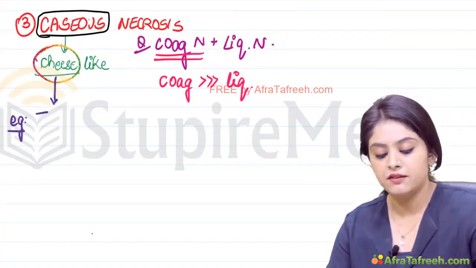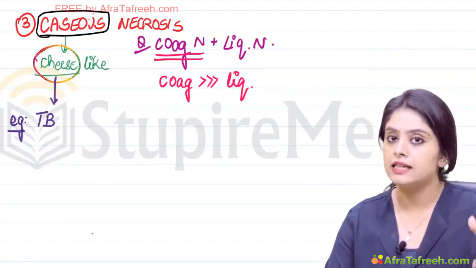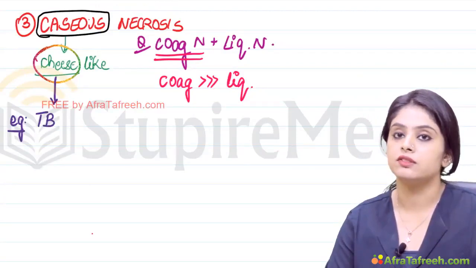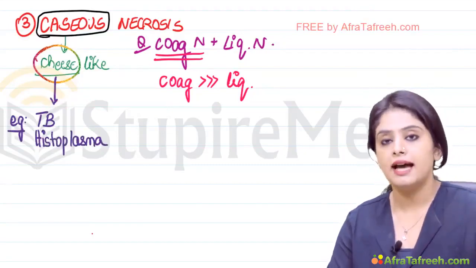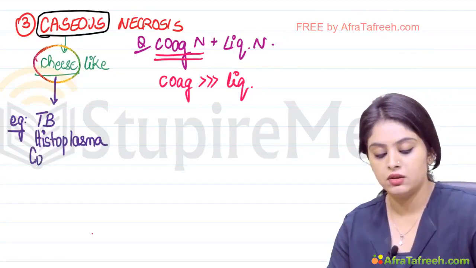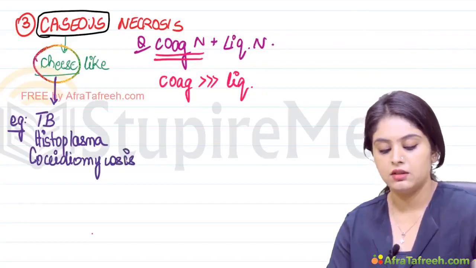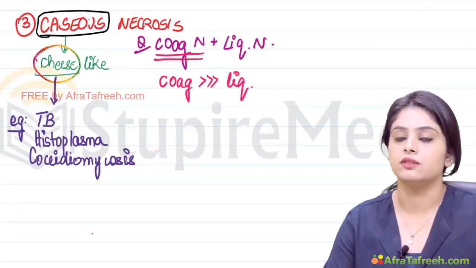This is seen in a very important infection, that is tuberculosis. In our country, in our setup, a very important infection, tuberculosis. Other than that, it is also seen in histoplasmosis, so with histoplasma infection, and it is also seen in coccidioidomycosis. Now these are a few examples where we will see caseous necrosis.